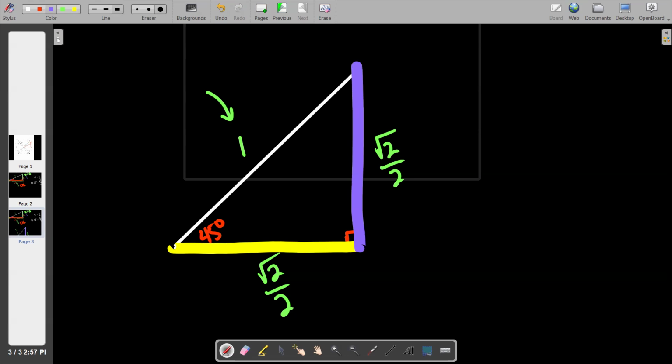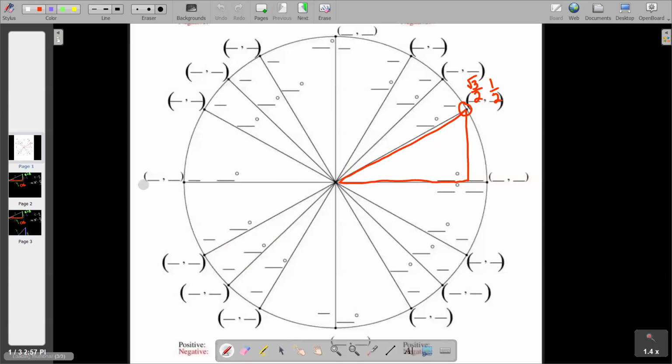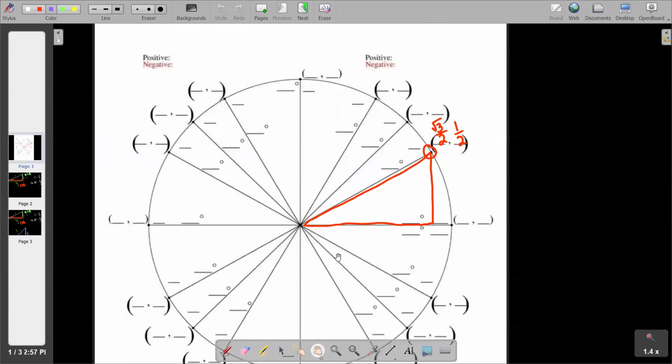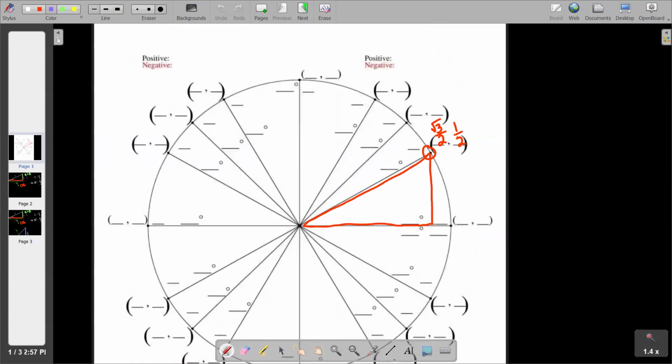So let's head back to our unit circle, and let's head up to pi over 4 or 45 degrees. We can go back and forth on that for a while. So we're now at this angle here, and you see the triangle.